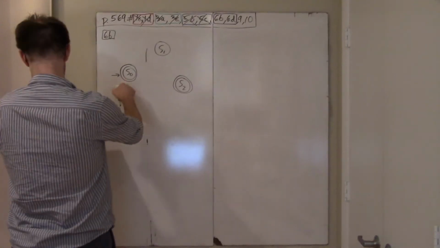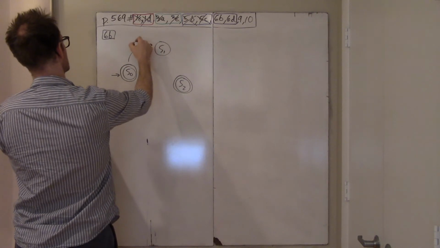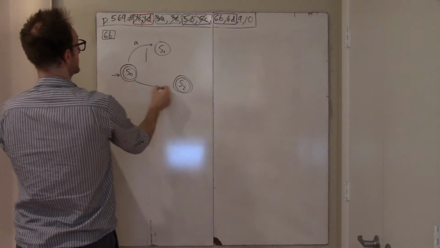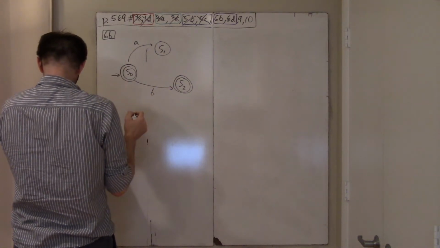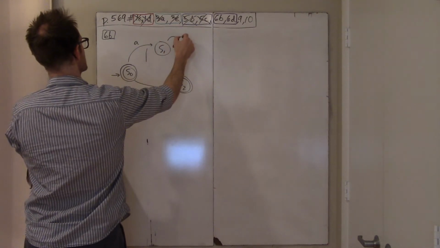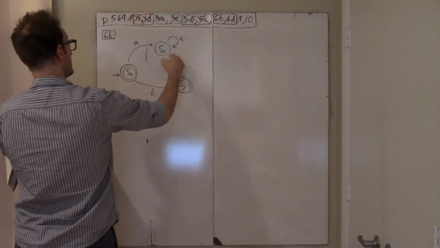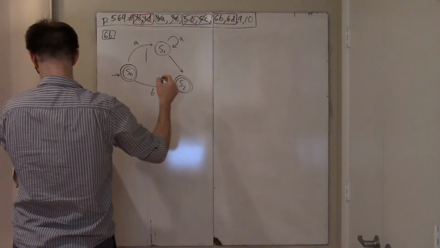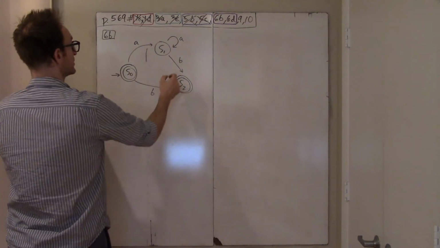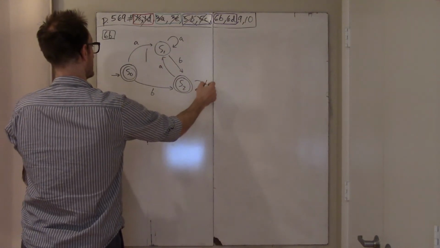Anyway, we're gonna go from S0 to S1 if I read an A. From S0 to S2 is if I read a B. From S1 to S1 is if I read an A. I'm just converting every 0 to A. And from S1 to S2 if I read a B. And finally, S2 goes to S1 if there's an A, and it goes back to itself on a B.